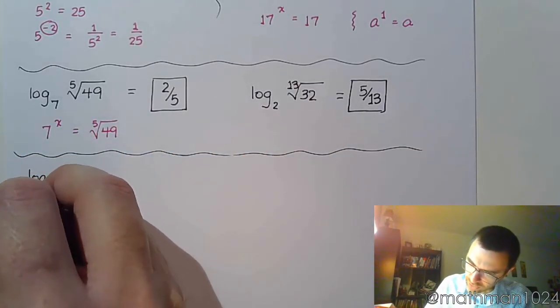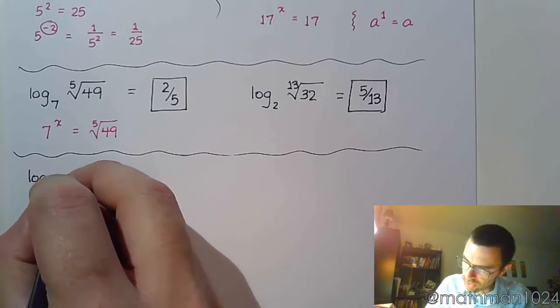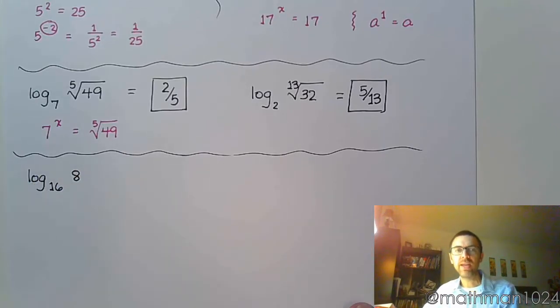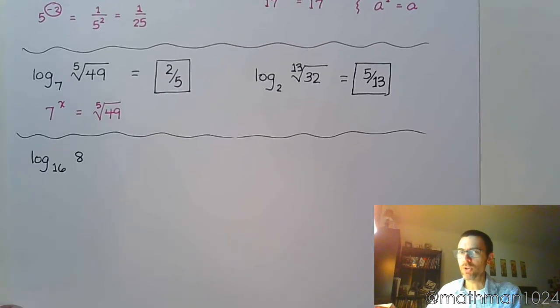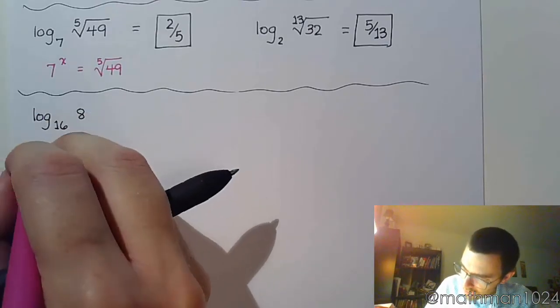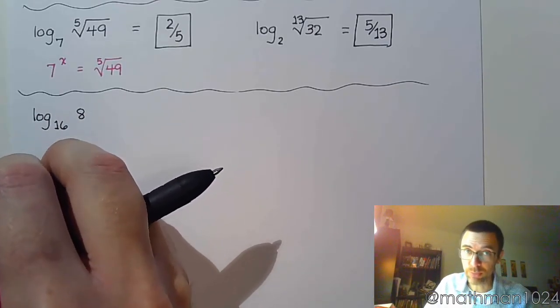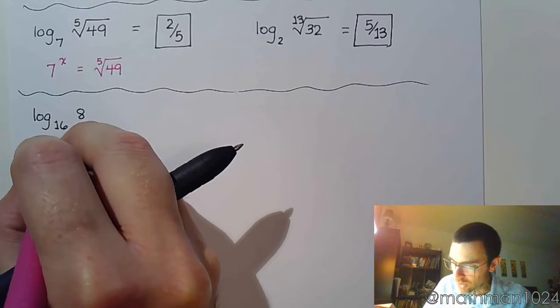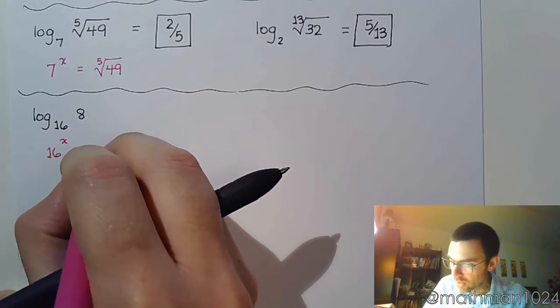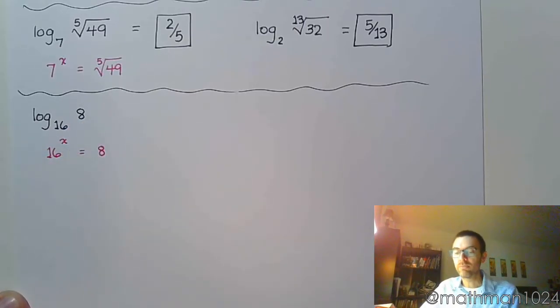Well, and then we come to something like this. Log base 16 of 8. So there's no real nice way of going from 16 to 8 in terms of powers. But what we can do is this is where you do want to turn it into an exponential equation. If you look at this as 16, that's your base, 16 to some power, let's call that x, is equal to 8. Let's think about it like that.